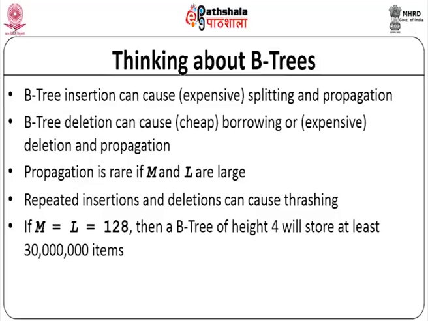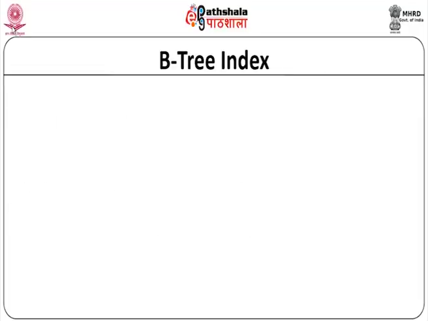So, if m is equal to l is equal to 128, then a B tree of height 4 will store at least, look at the number of items it can store. This is what is important as far as B trees are concerned. So, it can store 30 lakh items.